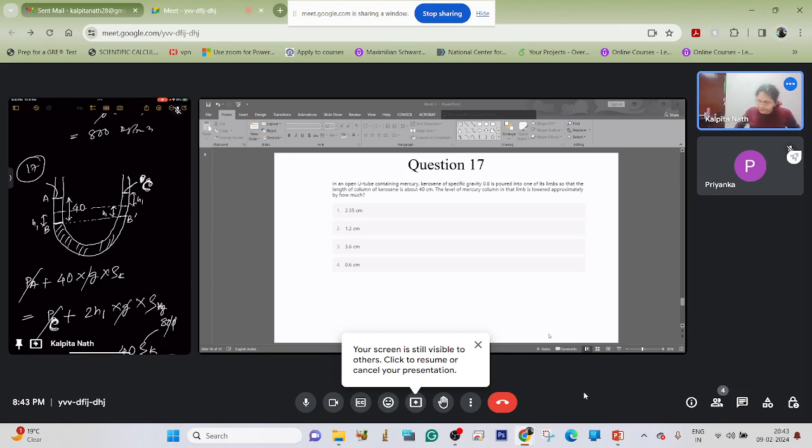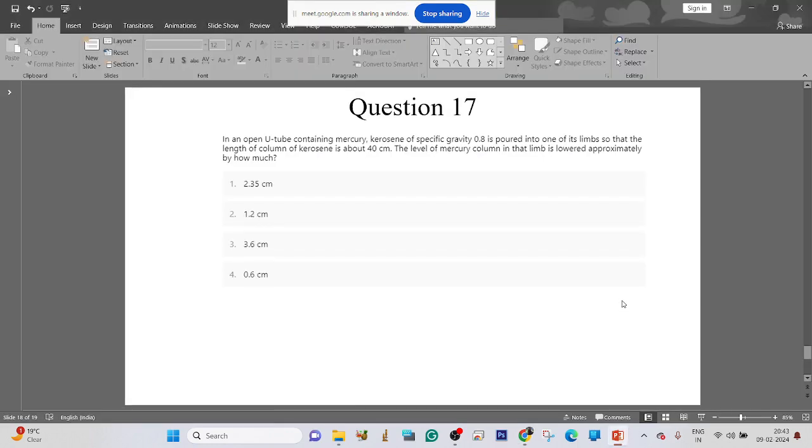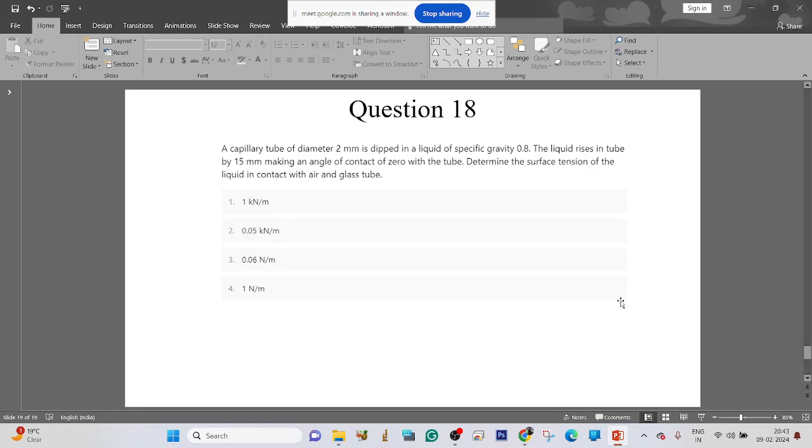Okay. Last question. A capillary tube of diameter 2 mm is dipped in a liquid of specific gravity 0.8. The liquid rises in the tube by 15 mm, making an angle of contact 0 with the tube. Determine the surface tension of the liquid in contact with the air and the glass tube. Simple. We'll use the formula we always use. Solve this. What will be the answer?